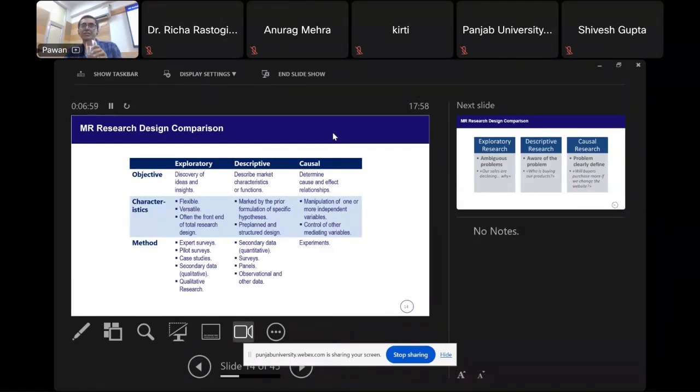Any questions so far? Yeah. I want to know about exploratory research. What methods can be used? Are you going to cover it later on? Yeah, so I can talk about it briefly.